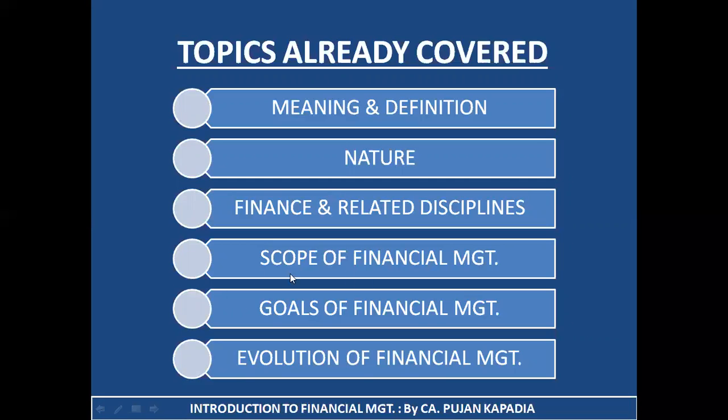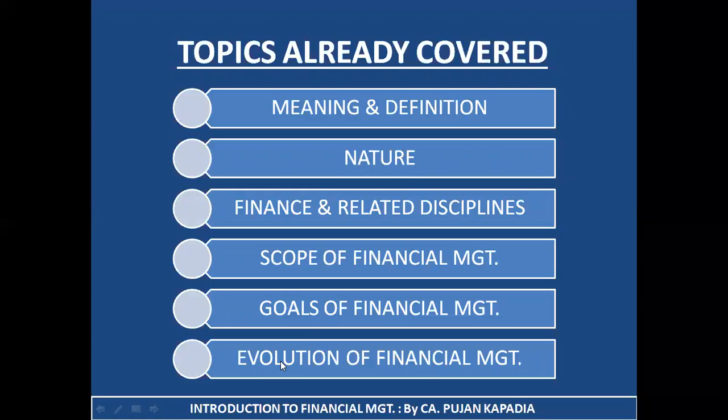Fourth was the scope of financial management, under which I explained in detail what points are included in the financing function, in the investment function, and in the dividend function. The next topic we covered was goals of financial management, under which I discussed in detail two important concepts, profit maximization and wealth maximization.